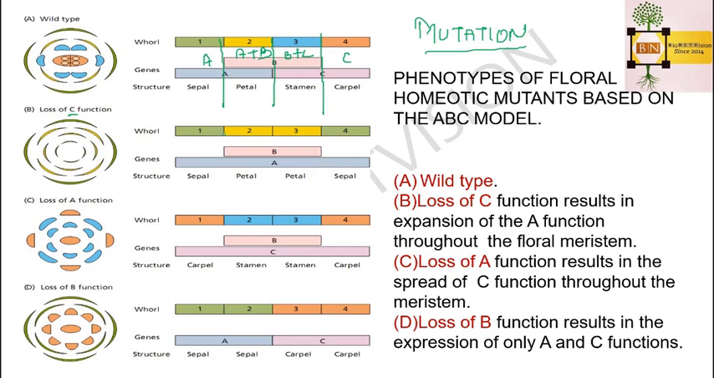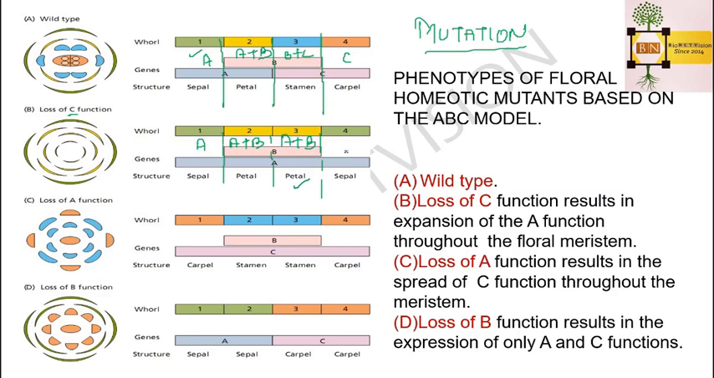So if we can identify, see here A is alone present, so A forms sepal. Here A and B are overlapped, so we can see they form petal. Here B and C are overlapped, so again petal. Here you can see A and B are expressed because C is now mutated, C is not there, so it will again specify petal.